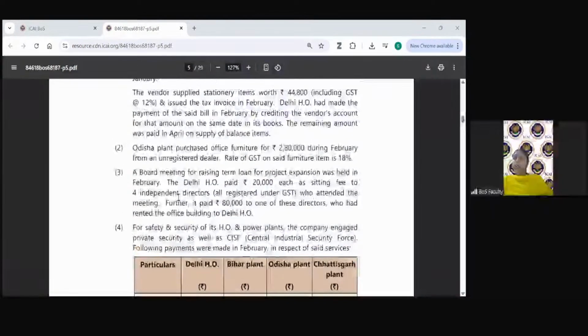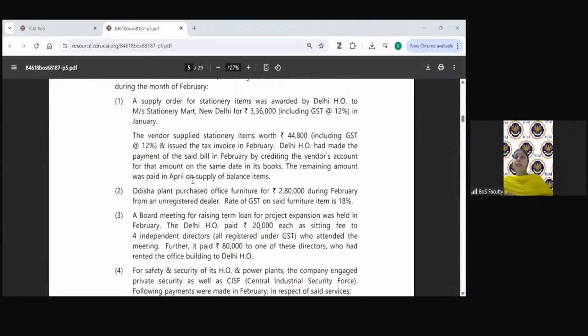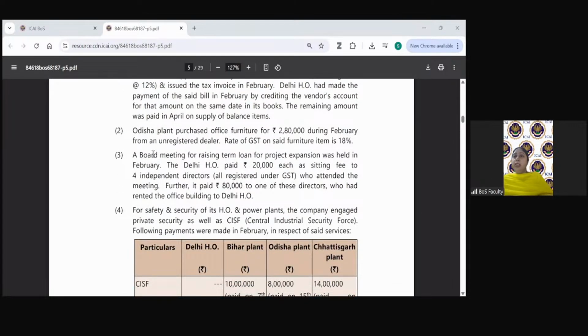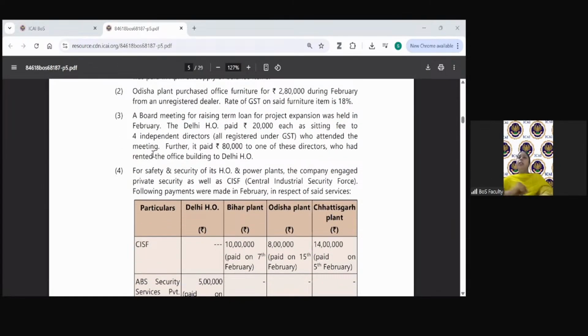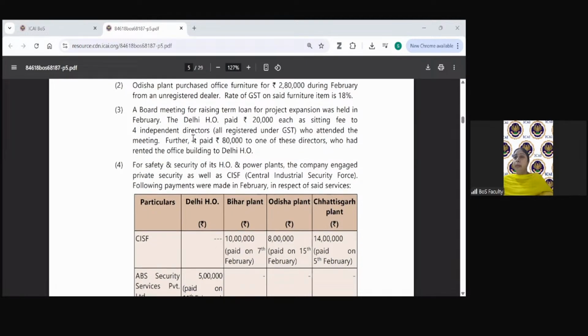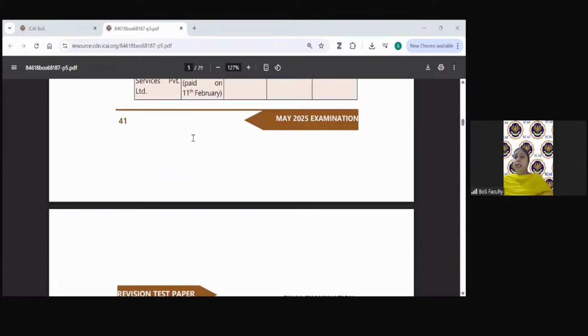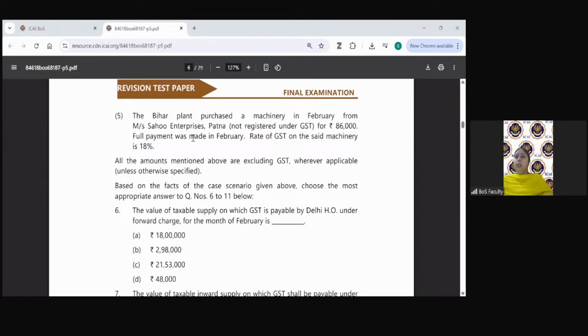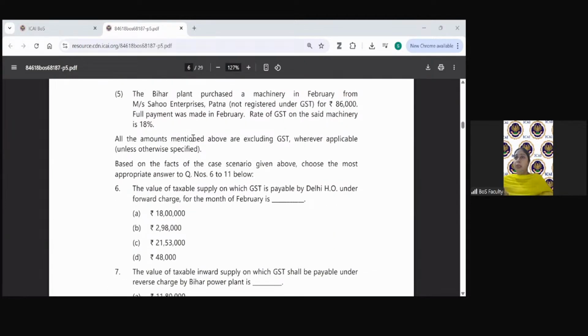So for this question, it says inward supplies have to be seen, and for Bihar Power Plant. So let us see the information. We have to see the additional information because we have already seen that the outward supplies are given in the table, and additional information contains the details of the inward supplies. So first information is with regard to Delhi HO. We can leave it, and rest of the information you can see on your screen. I will take you to next para also because it is pertaining to Bihar Power Plant.